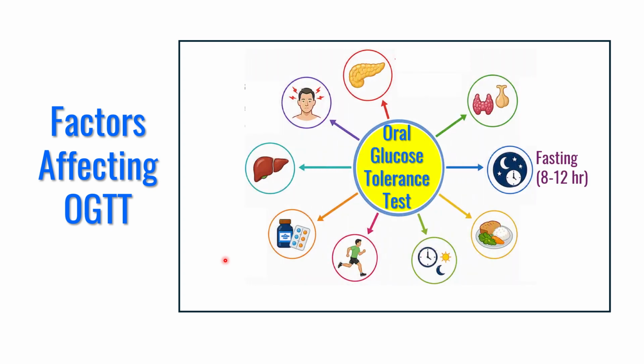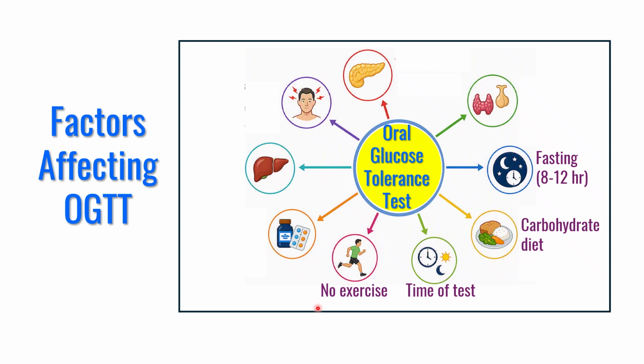Let us discuss the factors affecting OGTT. There are a large number of factors which can affect this test and its interpretation. The first and foremost is the patient should undergo adequate fasting. Minimum 8 to 12 hours of fasting is required to avoid elevated baseline glucose concentration. Second, the patient should also receive adequate carbohydrate diet 3 days before the test is conducted, as low carbohydrate diet can lead to decreased glucose tolerance. Next, the time of test is also important. It must be conducted in the morning because of diurnal variation in glucose concentration.